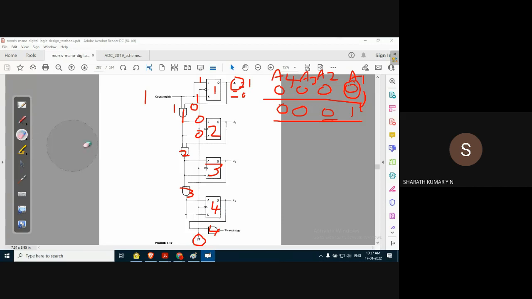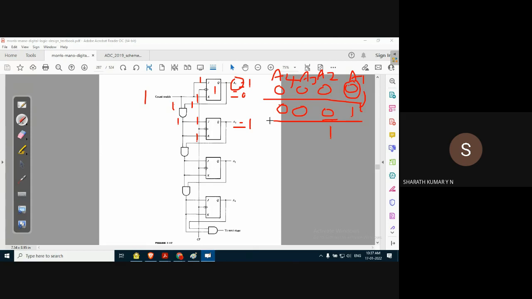So the input for the first AND gate is 1 and 1. The output of the first AND gate is 1, which acts as an input for the second flip flop. Inputs are 1 1. A2 is forced to change the state from 0 to 1. That means A2 will change to 1.